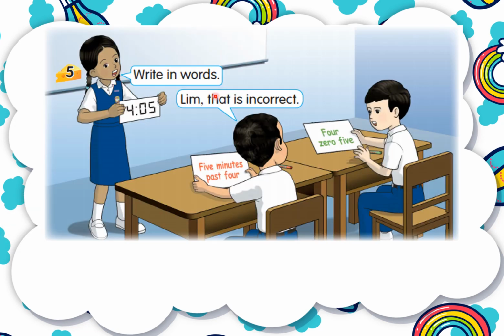To write time in words, we must be extra careful. Look, for example, this boy. He wrote 405. Then the boy says, Lim, that is incorrect. It's supposed to be written as 5 minutes past 4 because the hour is 4 and the minute is 5 minutes. So 5 minutes past 4.